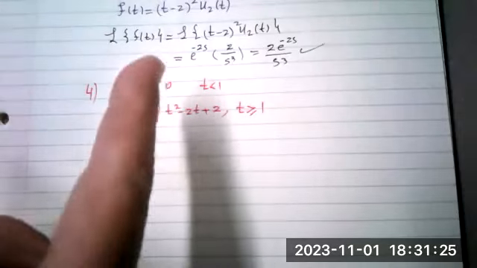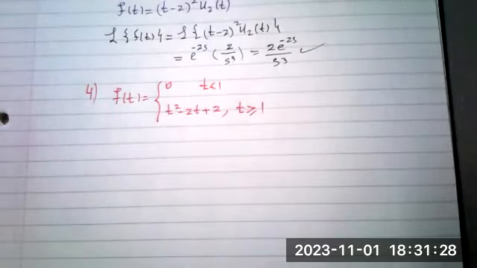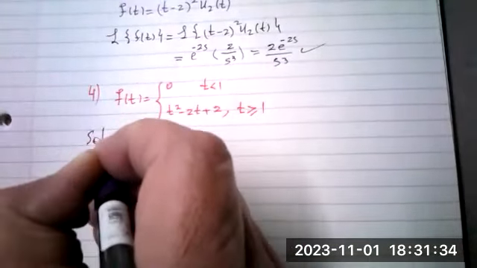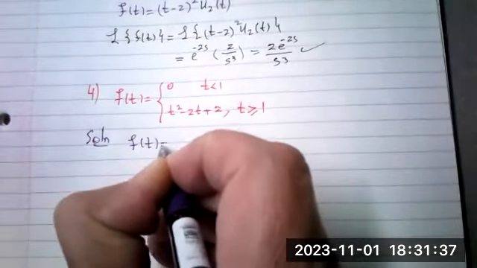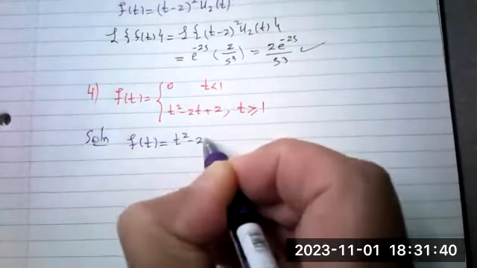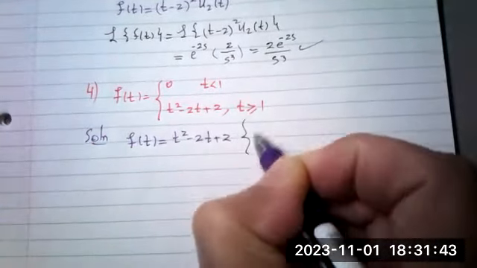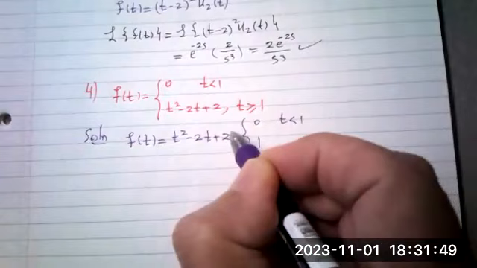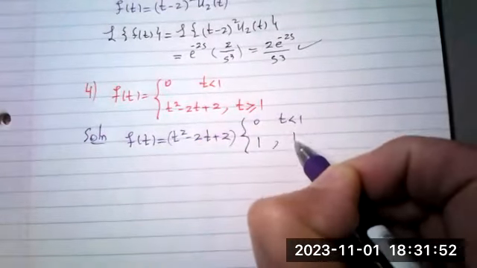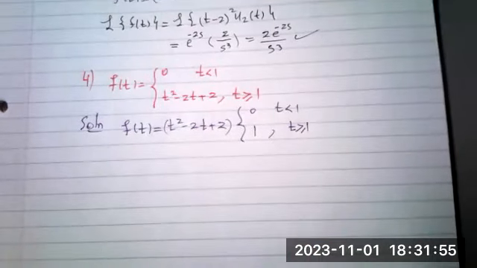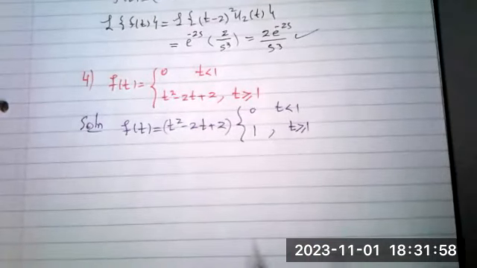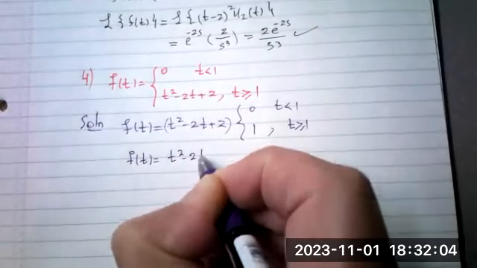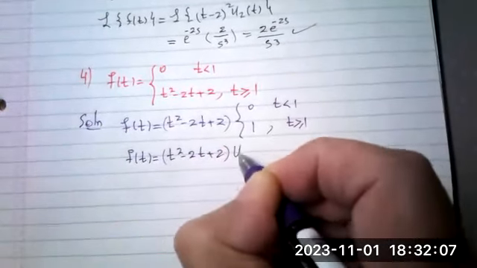It's easy because we got the 0 on the top. We take this one out, automatically you get u_1(t). So the solution: f of t is equal to t squared minus 2t plus 2. The function is 0 for t less than 1, and it's 1 for t greater than or equal to 1. So the leftover is the unit step function at base 1. So f of t would be (t squared minus 2t plus 2) times u_1(t).